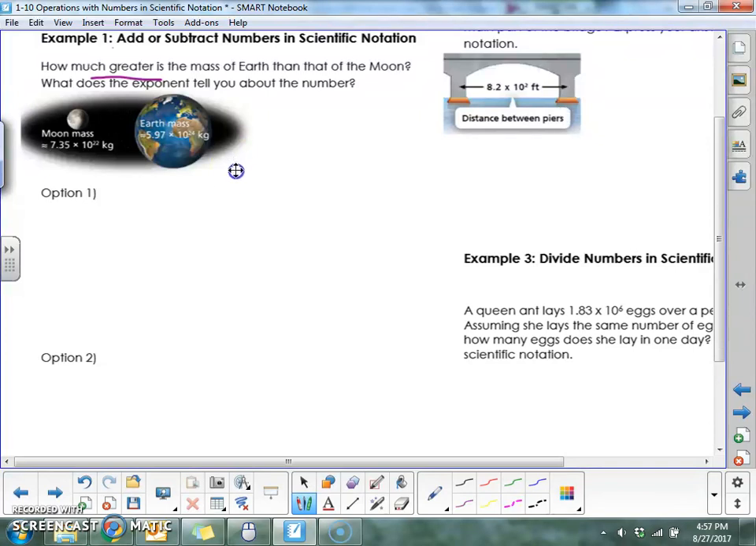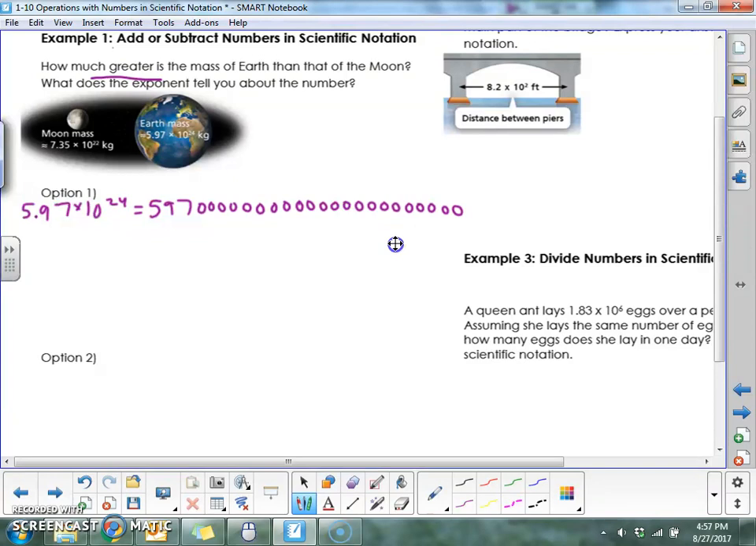So let's start by taking the larger number, in this case the Earth's mass, and I'm going to write 5.97 times 10 to the 24th in standard form. You want to give yourself some room here because this number is going to be pretty large. So my decimal point was here. I'm going to move it 24 times. 1, 2, and then I'm going to have 22 more zeros here.